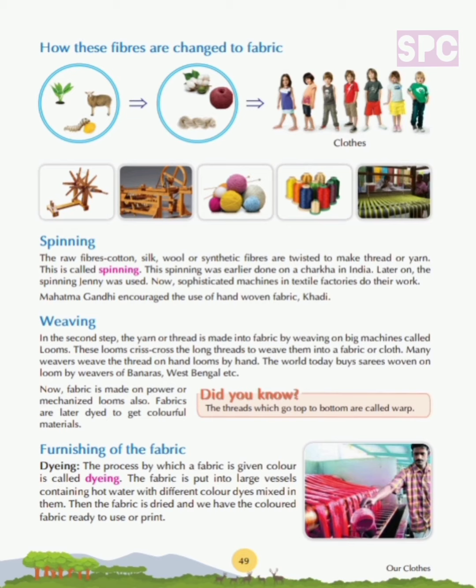First is spinning. The raw fibers, cotton, silk, wool or synthetic fibers, are twisted to make thread or yarn. This is called spinning. This spinning was earlier done on the charkha in India. Later on, the spinning jenny was used. Now, sophisticated machines in textile factories do this work. Mahatma Gandhi encouraged the use of hand-woven fabric, khadi.